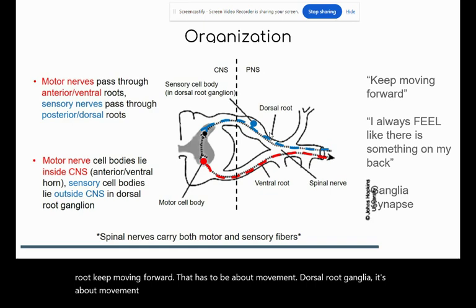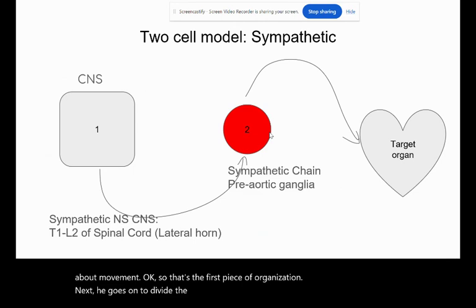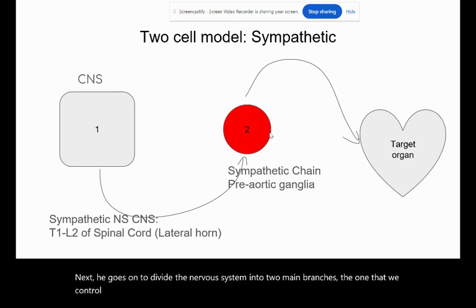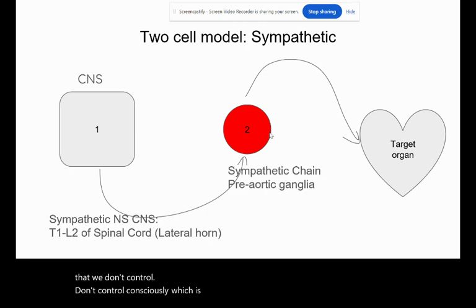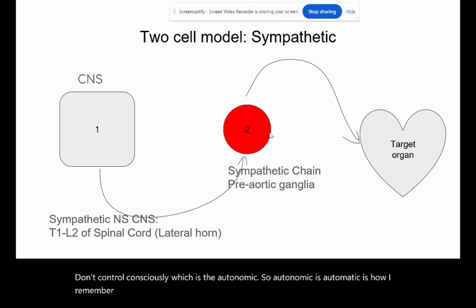Okay, so that's the first piece of organization. Next, he goes on to divide the nervous system into two main branches. The one that we control consciously, which is the somatic, being of the body, and the one that we don't control consciously, which is the autonomic. So autonomic is automatic is how I remember that.